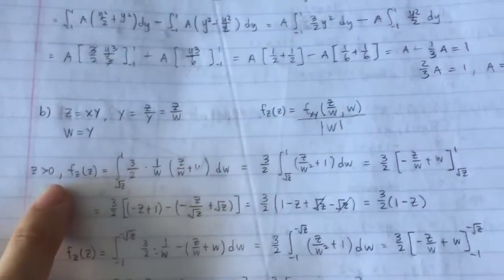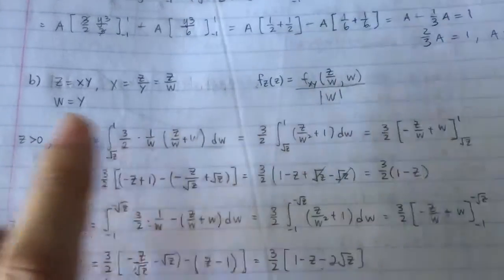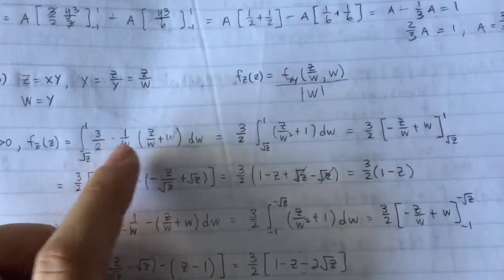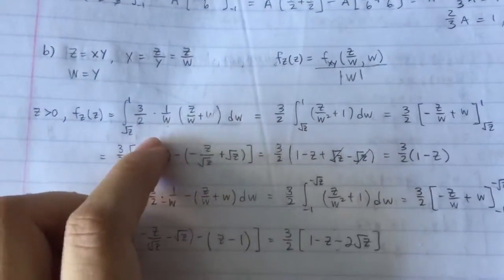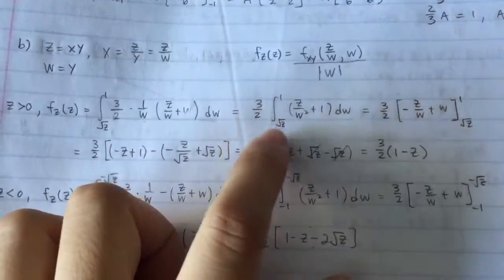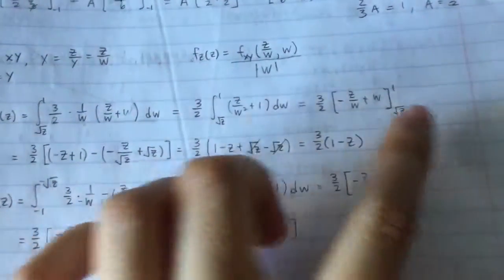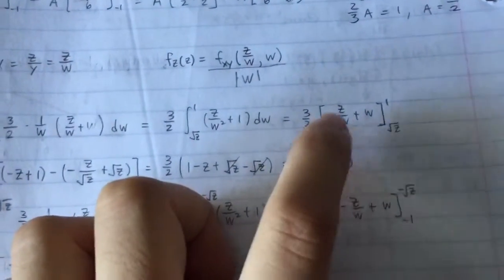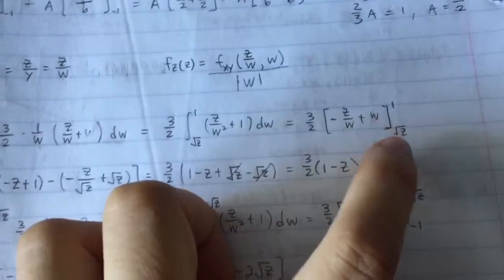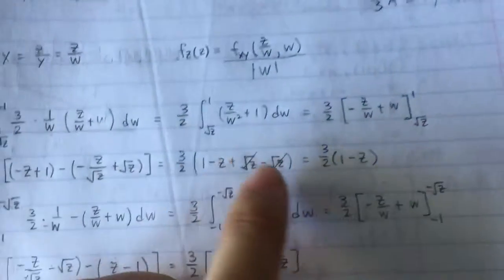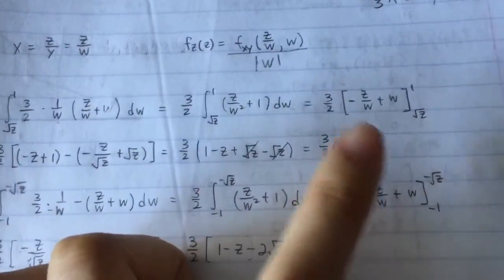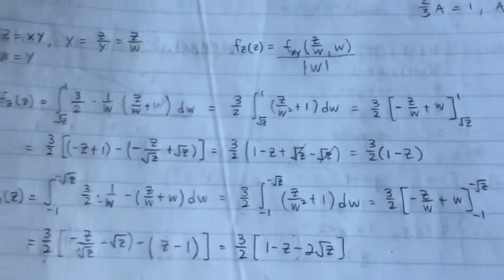So when we consider z is greater than 0, we can just write this without the absolute value sign. This is what the integral will look like. And when we evaluate it all the way through, we get the integral is negative z over w plus w, and then we put in the limits, and in the end we find that it's 3/2 times 1 minus z. And this is for z greater than 0.